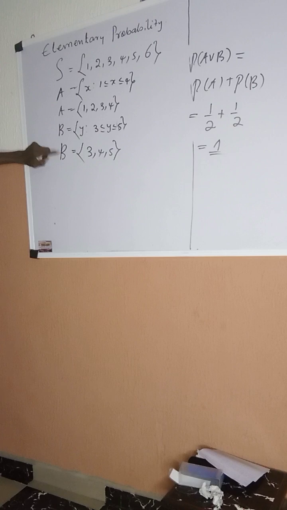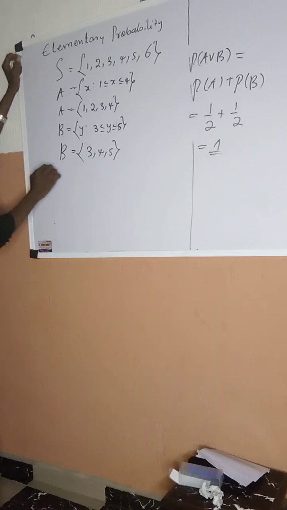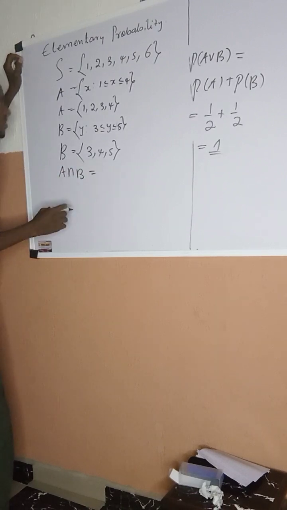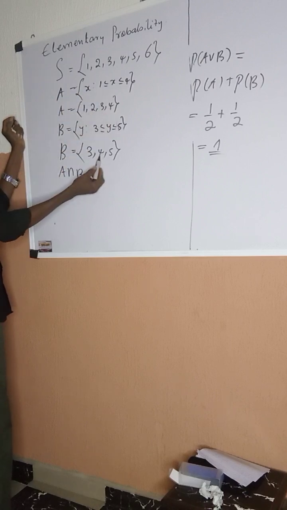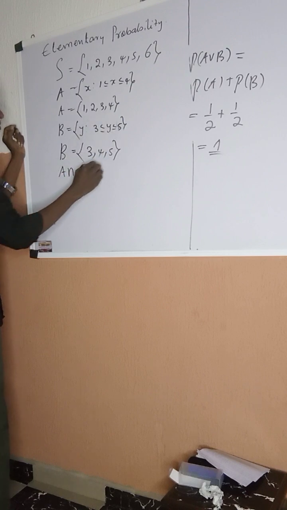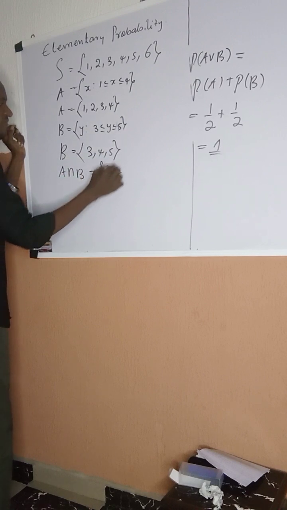Okay? So we are going to look for the probability of A occurring and the probability of B occurring, first of all. Before we do that, we say that A intersection B equals: we look for something that is common here. There is 3 here, 3 here. There is 4 here, 4 here. So they share 3, 4.